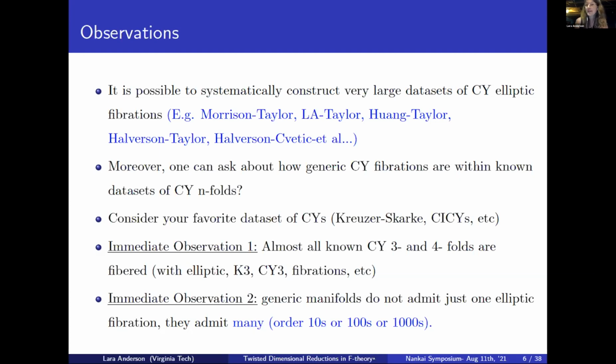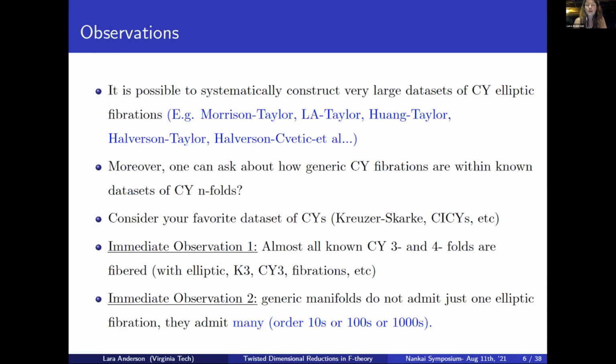If you consider your favorite data set of Calabi-Yau threefolds, say, Weierstrass database or complete intersection Calabi-Yaus, the immediate observation you can make is that almost all Calabi-Yau threefolds and fourfolds are fibered with every possible dimensionality of fiber that they can admit. So if you throw a dart at a fourfold, it's not just elliptically fibered, it's K3 fibered, it's Calabi-Yau threefold fibered, and so on.